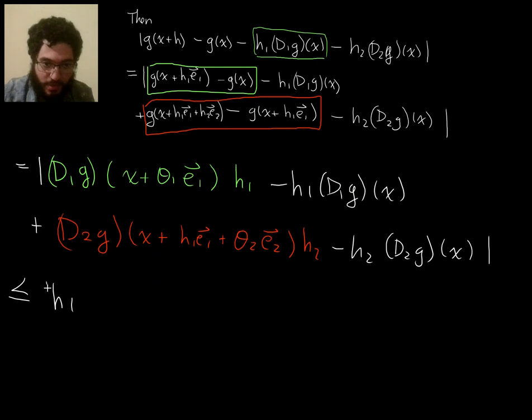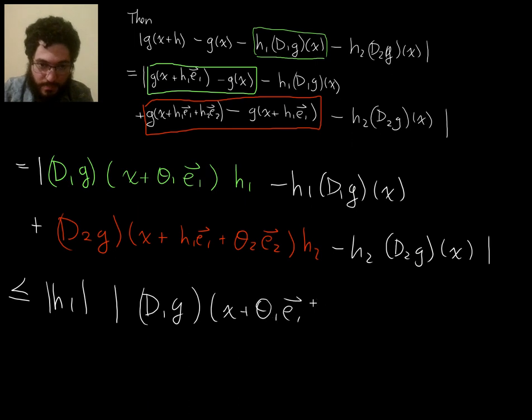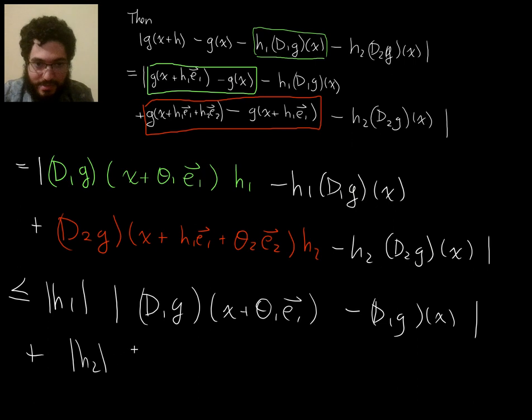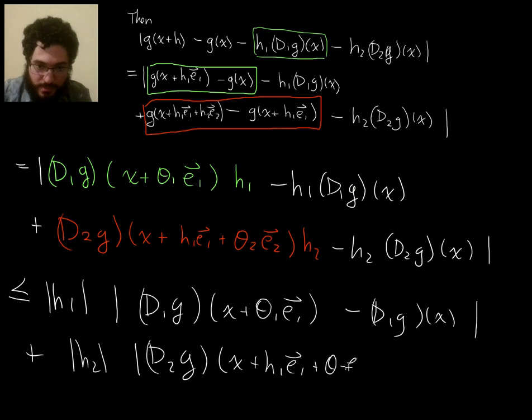So now I have h1. Let me pull out the overall h1 here and use the triangle inequality. So I have h1 here, and then here I have d1g(x + theta1 e1) minus d1g(x). Hopefully now you're seeing why continuity of the partials matters. And here d2g(x + h1 e1 + theta2 e2) minus d2g(x).